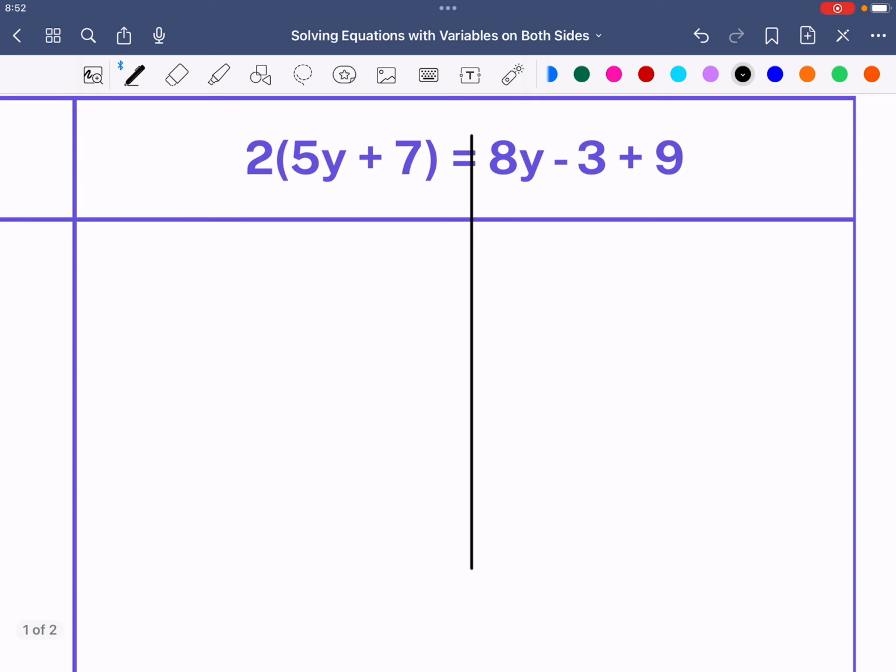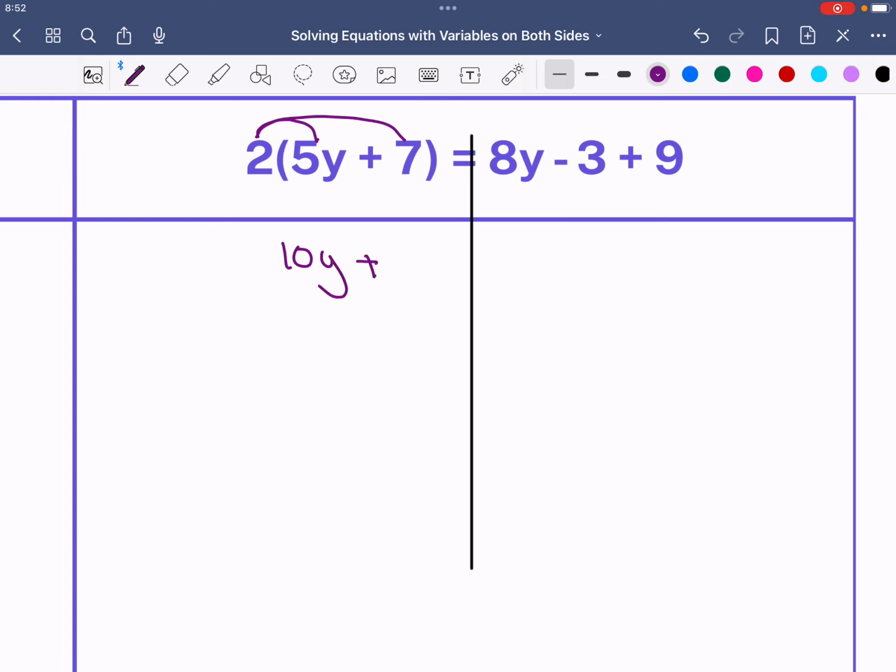And if we're looking at this, you can see that we're really going to have to do some simplifying first. The left side we have to distribute. Remember, anytime there's a number in front of a parenthesis, you multiply it by everything inside. So I'm going to start on the left, each side separate. 2 times 5y is 10y.